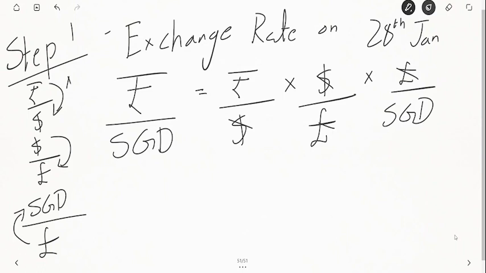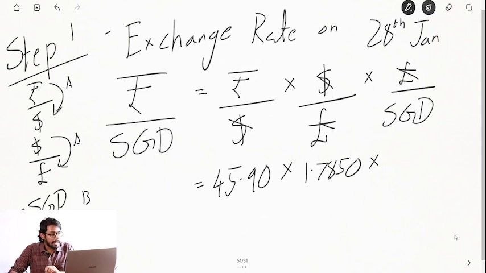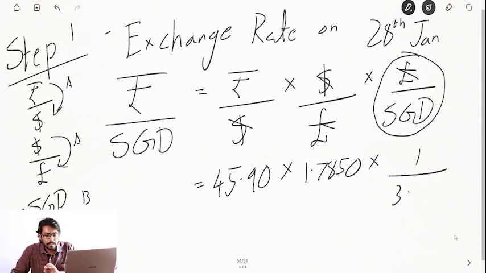So here it is ask and bid. From the question you can take out the rupee by dollar ask rate on 28th February, which is 45.90. The dollar by pound ask rate on 28th February is 1.7850, and the Singapore dollar bid rate on 28th February is 3.1575. However, it has to be taken as 1 by 3.1575.